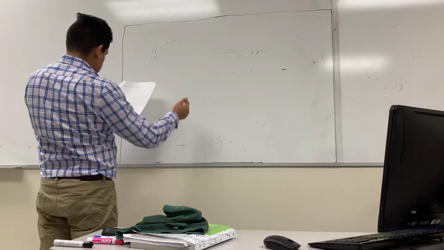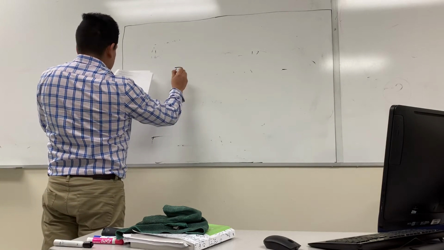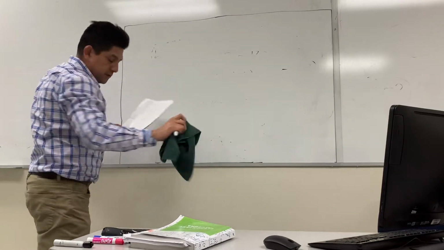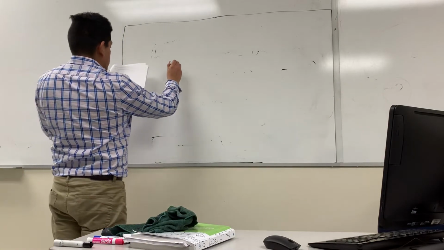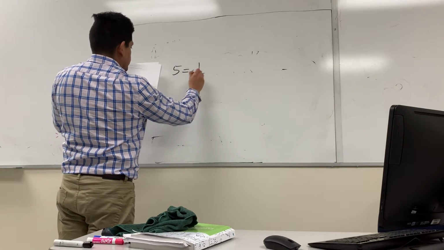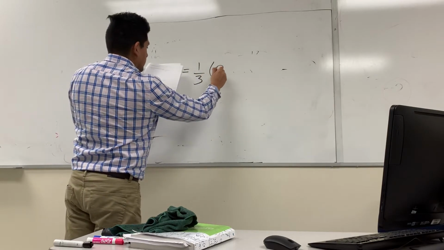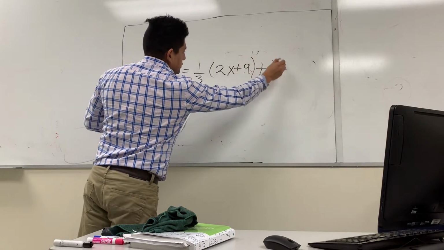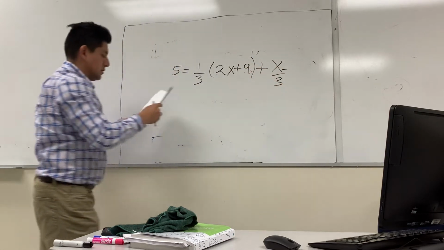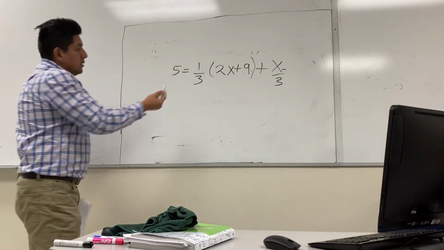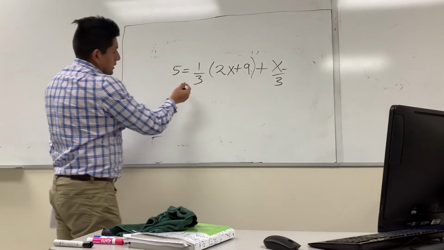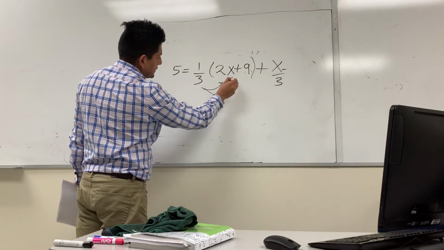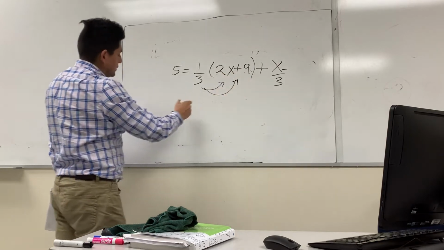Okay, so for the next one we have, oh, that's not it. We have 5 is equal to 1/3 times 2x plus 9 plus x over 3. Okay. So we have two x's right there. We're gonna distribute the 1/3 inside the parentheses, and we're gonna add that to the x over 3.